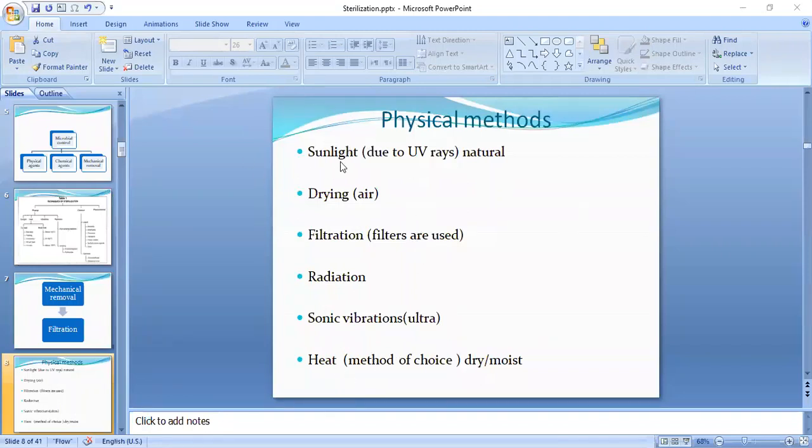Among these physical methods, the method of choice is the heat. The heat is the method of choice of sterilization. So you have to remember the heat is the most important method of sterilization, and the heat may be in the form of dry or moist heat.